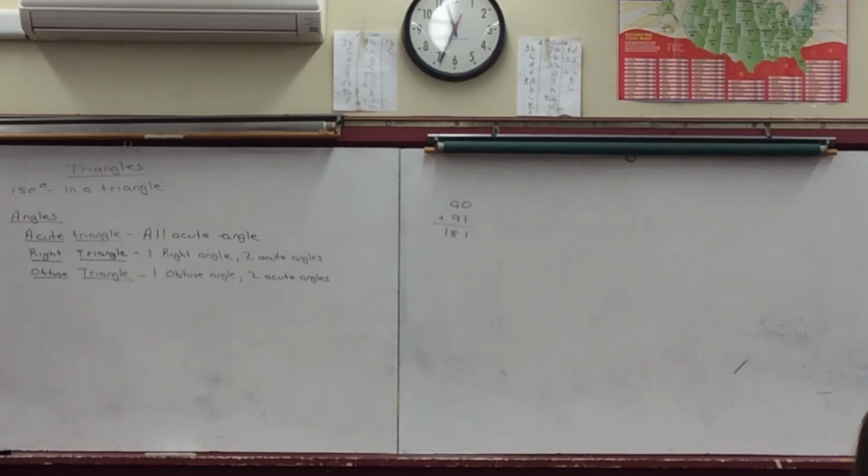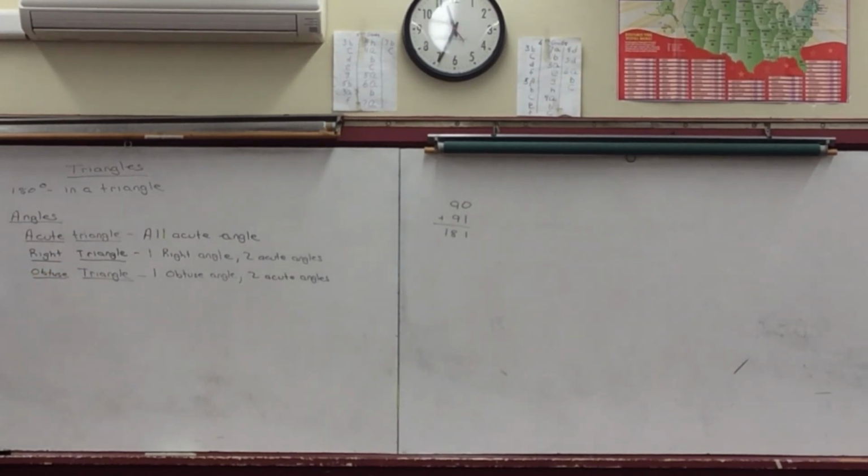But there's only how many degrees in a triangle? 180. With those two angles combined, we're already over the 180 degrees. And then we still have a third angle to go. So it is not possible to have a right angle and an obtuse angle in the same triangle.